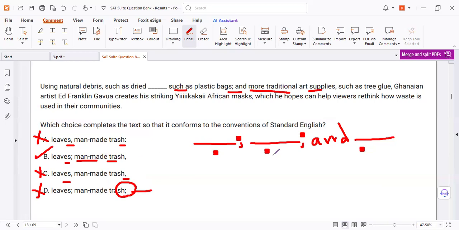Between semicolons, expect words, adjective, noun, adverb. Expect phrases and expect clauses, complete clauses. Yes, it can be. This is called a list. So letter B.